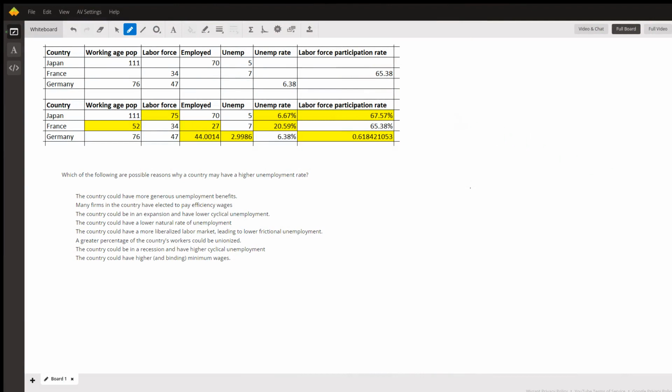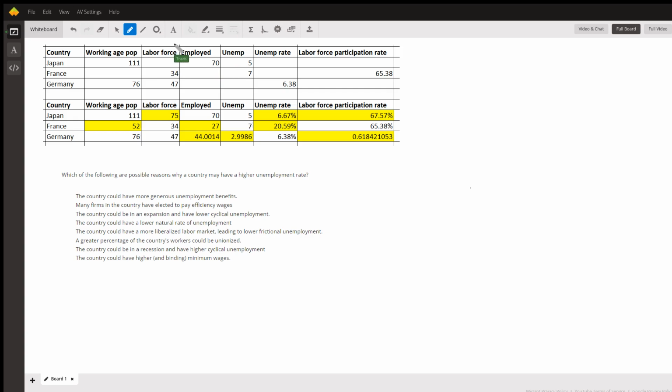In this video, let's go over some labor force and unemployment statistics. What we have in this problem is some information we need to fill in. On the bottom, it's already filled in, but the yellow squares are what needed to be filled in. On this first country, we've got working age population, labor force, and then employed and unemployed.